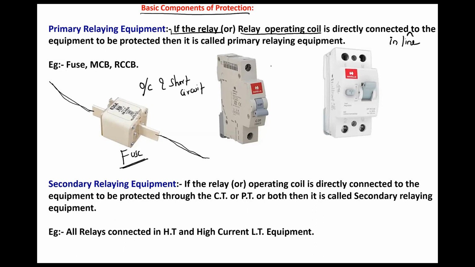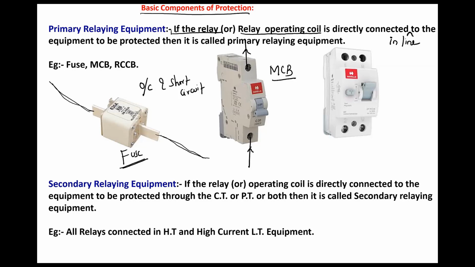Similarly, MCB, miniature circuit breaker. Here also, one conductor will be connected, and the other conductor will be connected. Directly after this, you will connect your geyser, AC, heater, whatever it is. So the protection equipment is connected directly in series with the equipment to be protected. So it is a primary relaying equipment.